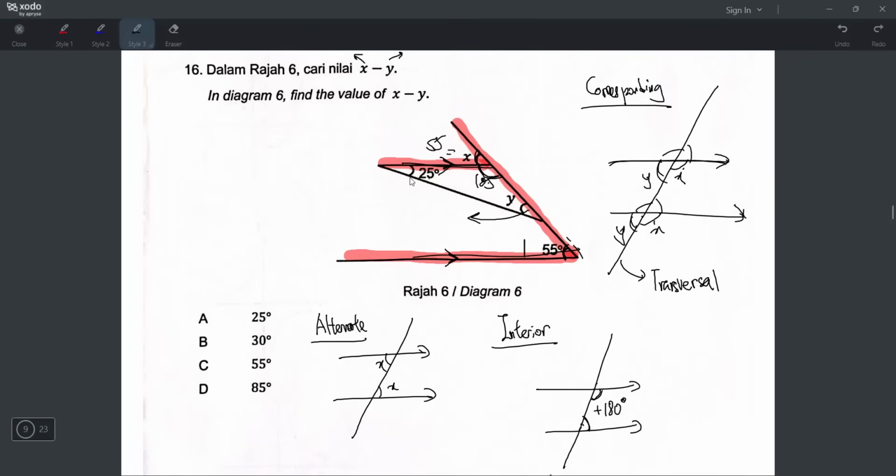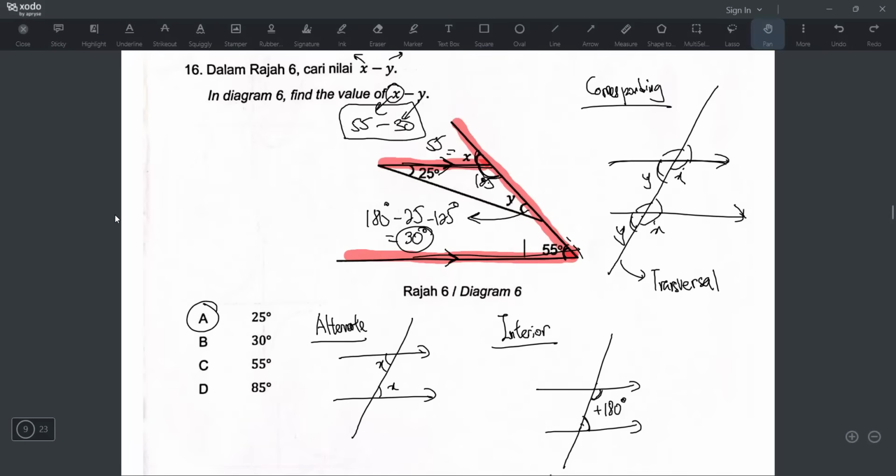And now how to find y? Okay, this is a triangle. So what is the total angle inside a triangle? 180 degrees minus 25 minus 125. Okay, what do you get here? 130. Okay, it's just 30, sorry, not 130. So you get 30 here. After you reach here, now you can take your x minus y. Your x just now is 55, and minus y, which you just got, 30. So what is 55 minus 30? 25. So the answer is A. Yep, that's all.